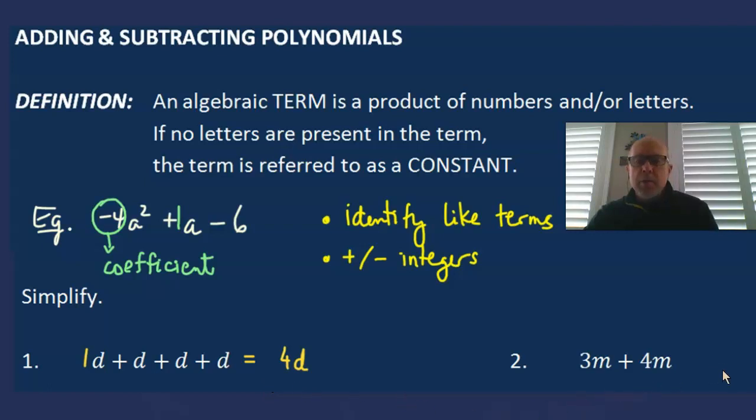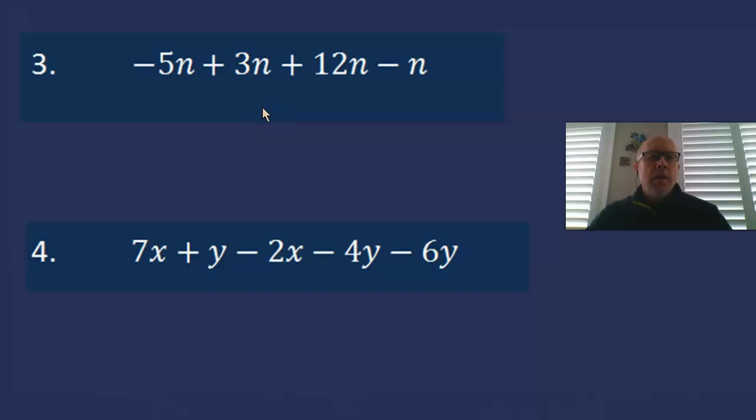Looking at example 2, we have 3m plus 4m. They're both like terms, and so we'll collect together those two terms by adding their coefficients, and we end up with 7m. Looking now at example 3, these 4 terms are all like terms, so we'll collect them together by adding and subtracting their coefficients. So negative 5 plus 3 is negative 2, plus 12 is 10. 10 minus, remember this is 1, 10 minus 1 is 9, so we end up with 9n. And notice once again that the final answer is just like the terms that we collected together.